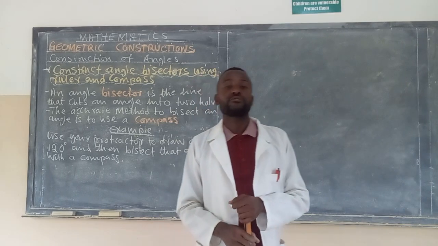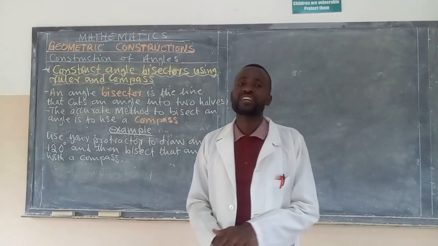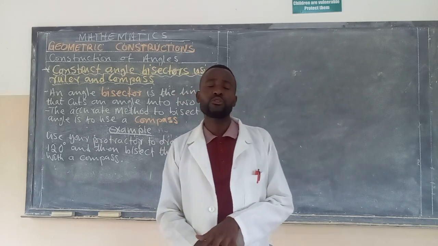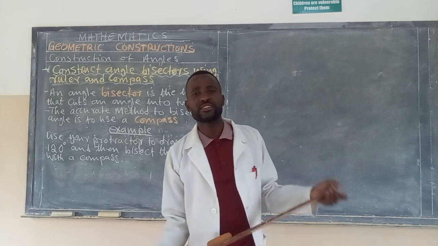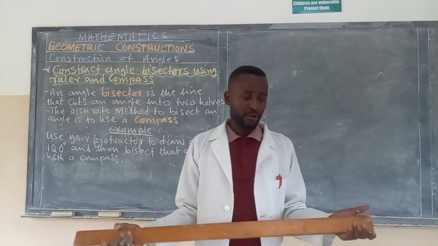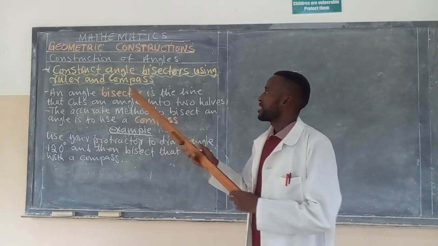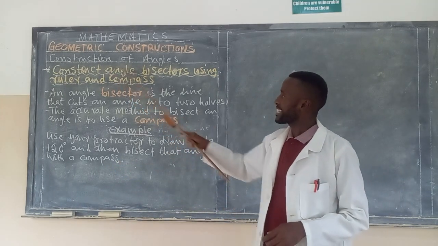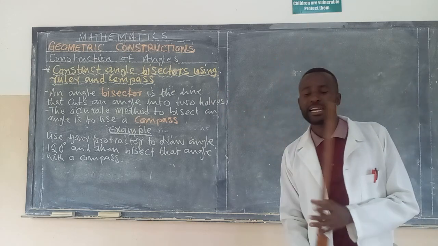Welcome to another lesson video. This is a continuation of geometric constructions. Remember, in the first lesson video we talked about how to construct an angle of 60 degrees and 90 degrees. And now in this lesson video, we shall look at a new part, which is to construct an angle bisector using a ruler and a compass.